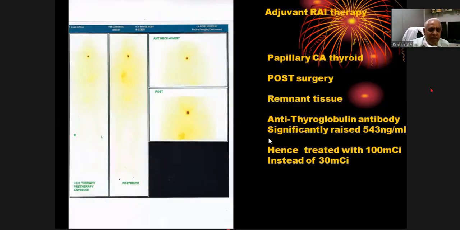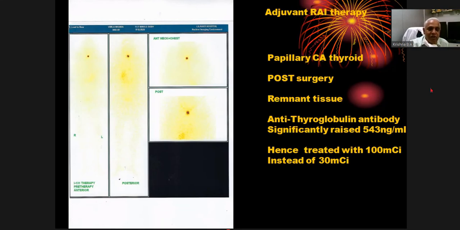This is a patient where, interestingly, we call this sort of therapy adjuvant radioactive therapy. That is, the tissue was small, but the thyroglobulin was very high, 543 nanogram per ml, suggesting that there is a metastatic disease in this particular patient. So here, instead of a small dose which we give for these tissues, we go ahead and give a high dose, more than 100 millicurie, because we are worried about the metastatic disease.